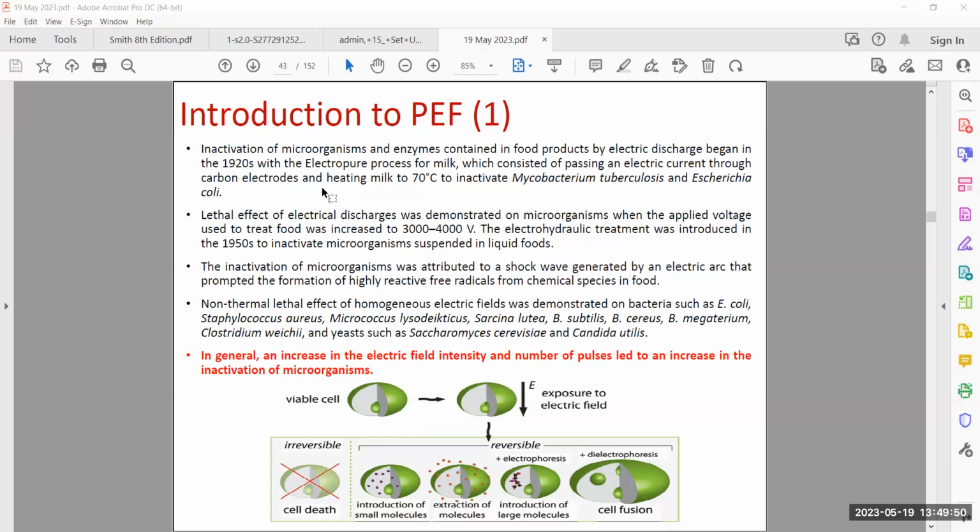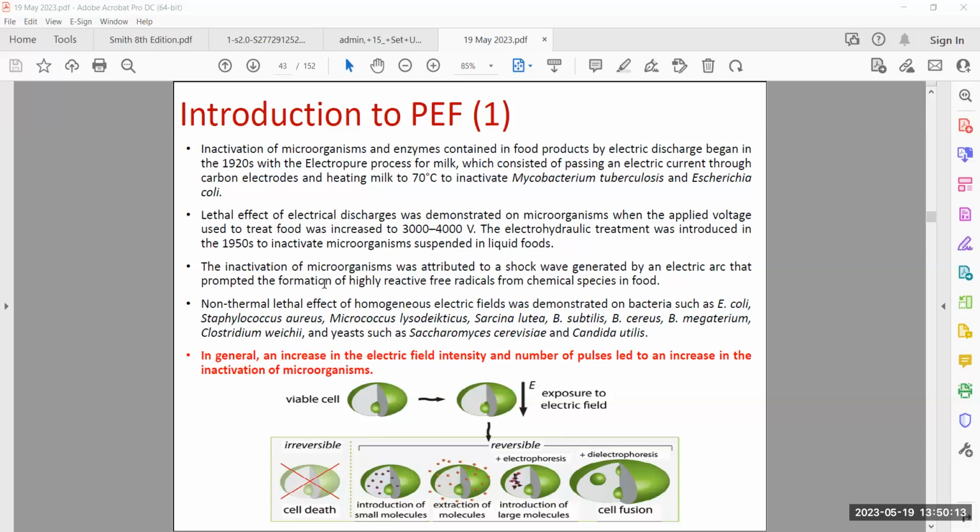Okay, so little effect of electrical discharge was demonstrated on microorganisms until the applied voltage used to treat food was increased to 3,000 to 4,000 volts. So it looks something like this. Basically what you will get is irreversible cell death. So you will not have any injured cell that can be revived, regrow or resuscitate.